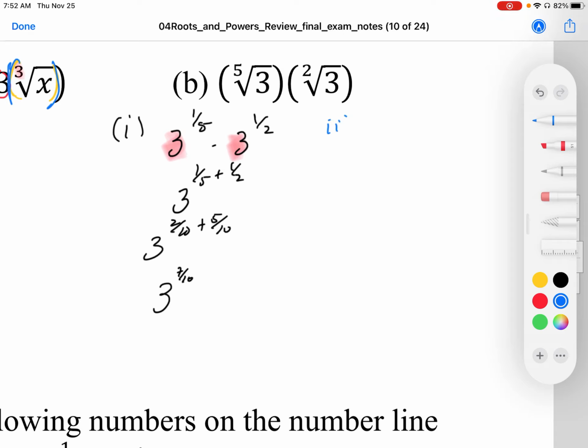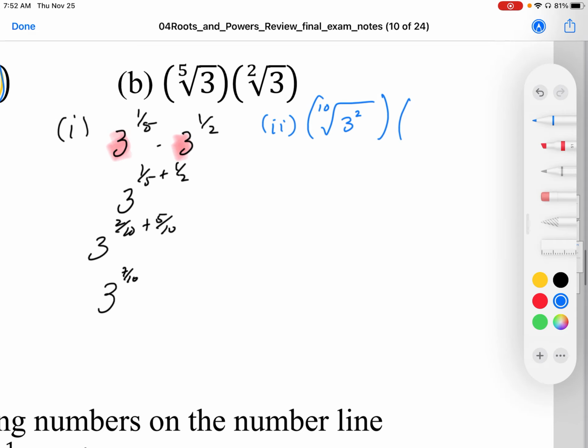An alternate method would look like this. And this property we need to know before we apply it. But we can increase the index power by 2 as long as we increase the base power, the inside power, by 2. As long as it keeps a ratio of 5 to 1, we're allowed to do this. And we can do the same to the second radical, but this time I'm going to increase it by a factor of 5 on the outside and inside. And so I end up with the 10th root of 3 to the power 5, and that's the same as the square root of 3. We now have a common index.